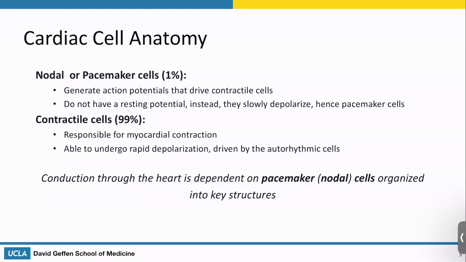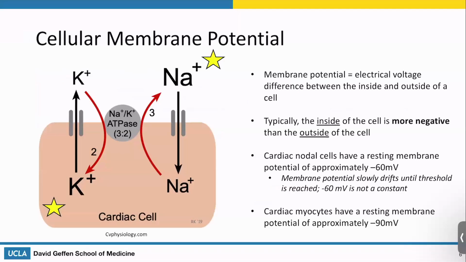So the conduction through the cell is dependent on those pacemaker or nodal cells to be able to go down the organized system, the organized fashion, the roadways that go through that heart, so we can stimulate contraction appropriately and through the right channels. How does this happen? Well, down into a cellular level, we have our nodal and contractile cells.